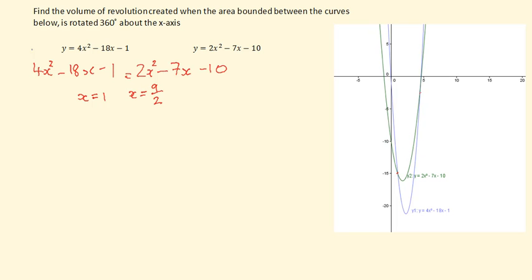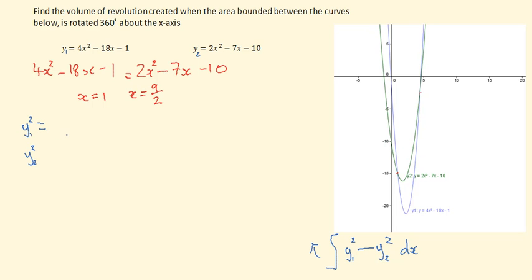We need to work out what y1 squared is and what y2 squared is. Remember, the formula we're going to be using, I'll put it down here so it's out of the way, is pi the integral of y1 squared minus y2 squared dx. To work out what y1 squared is, we need to obviously have decided which one is y1 and y2, which we've already done, and now just start squaring away.